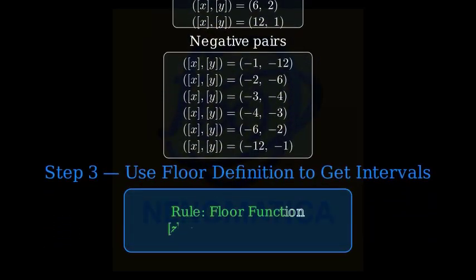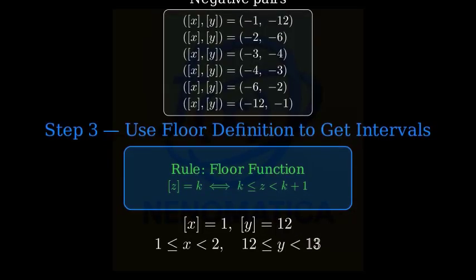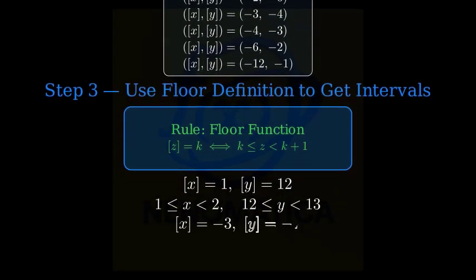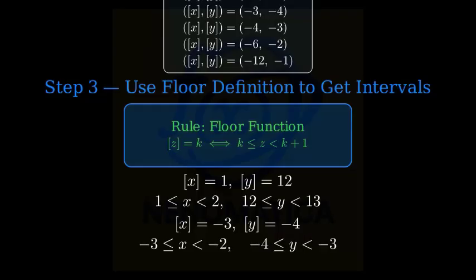The floor of z equals k if and only if k is less than or equal to z and z is less than k plus 1. For example, if the floor of x equals 1 and the floor of y equals 12, then x is between 1 and 2 and y is between 12 and 13. For a negative example, if the floor of x equals -3 and the floor of y equals -4, then x is between -3 and -2 and y is between -4 and -3.